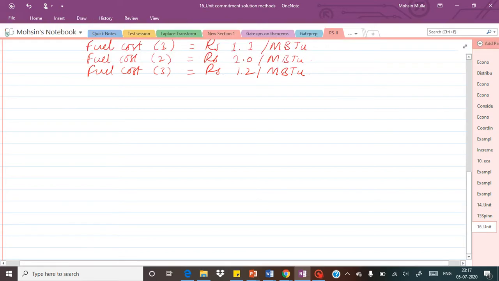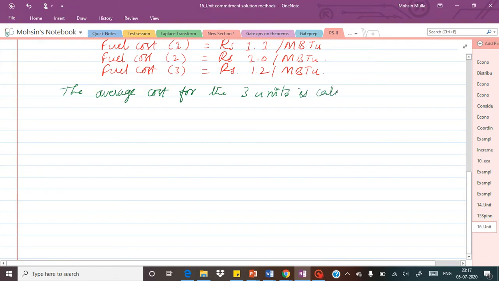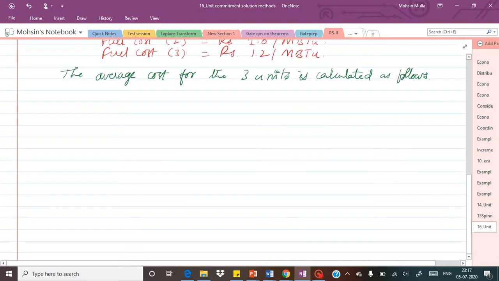Okay, so here let us find the average cost for the 3 units. Here I will write the average cost for the 3 units is calculated as follows. Let us consider the production of 1 megawatt power, how much fuel it is going to consume, and what will be the overall average cost for that 1 megawatt hour power. Okay, so now let us try to obtain that.